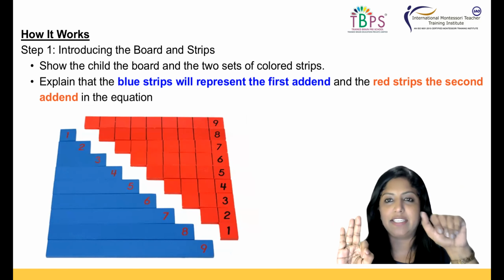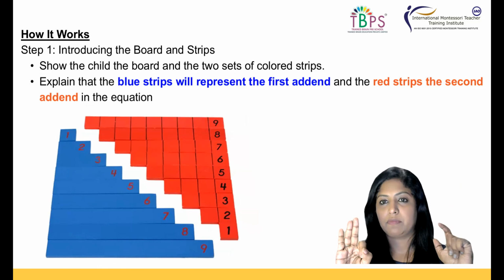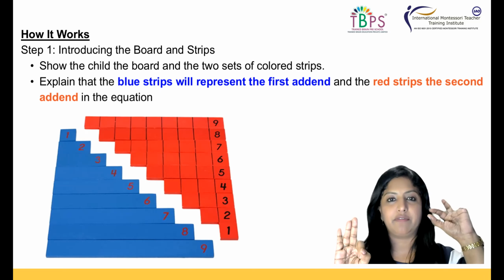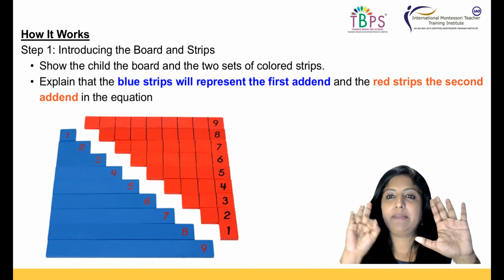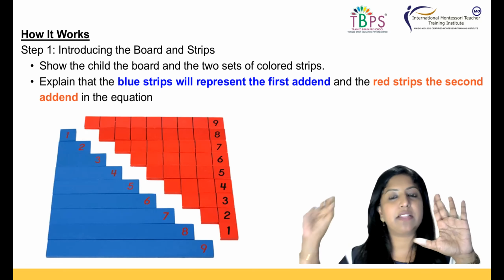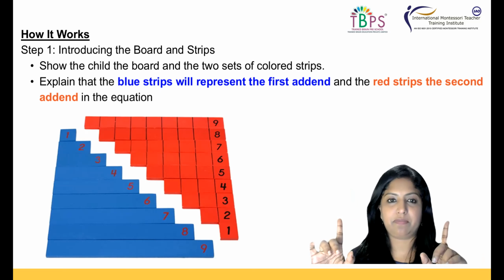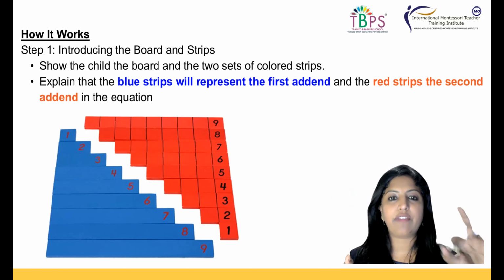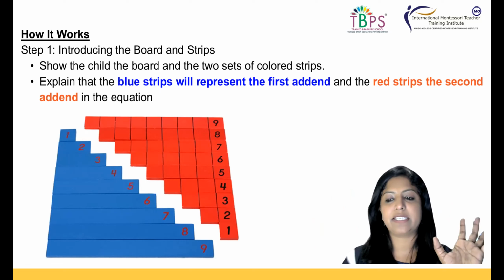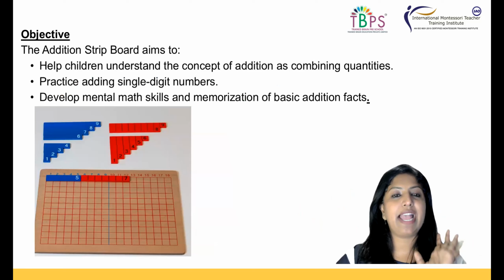My first addend is always represented by blue color. If I'm saying 5, you have to always pick the strip of 5 from the blue color. Plus 3 is the second addend, correct? So I will always pick the second number from the red strip. Do not make this mistake. The first addend is always represented by blue color. The second addend is always represented by the red color.